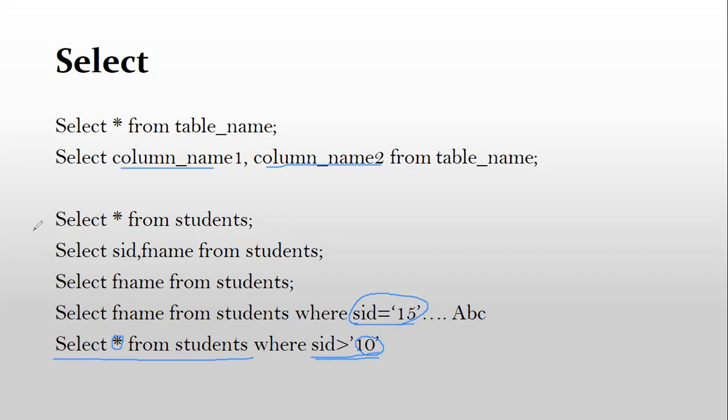Okay, so these are the different forms of the select. This is for displaying the full table. This is for displaying two columns from the table. This is for displaying one column. This is for displaying one column for a specific record, so it will only display, for example, the name of that particular student. And this is for displaying all columns, but only for a few records. For example, SID is greater than 10: whichever records have SID greater than 10, for those the complete records or all columns will be displayed.